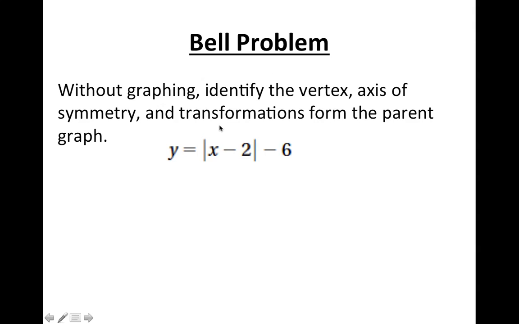Again, the vertex is normally at 0, 0, but since we have stuff added or subtracted, our vertex will now be moved to 2, negative 6. So our vertex is at 2, negative 6. Again, don't forget to put it in parentheses with the comma in between.